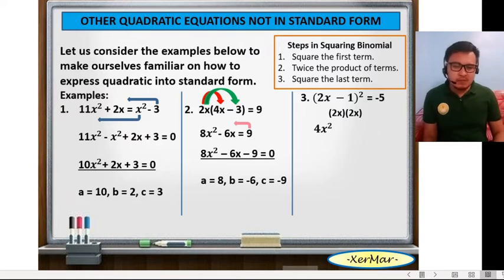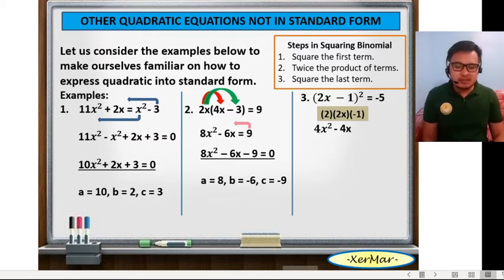Ayan. Next. Twice the product of the terms. So, ibig sabihin, i-multiply natin yung terms, no? I-multiply din natin sila sa 2. So, we have 2 times 2x times negative 1. Okay? So, yung terms natin are 2x and negative 1, pero kailangan din natin silang i-multiply into 2 dahil nga twice the product of the terms. So, ano ang sagot? We have negative 4x.